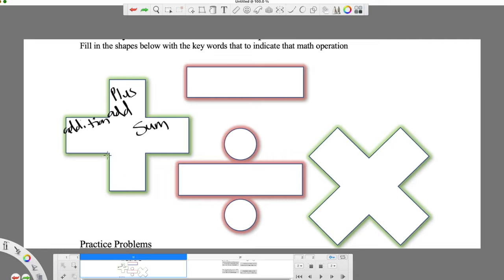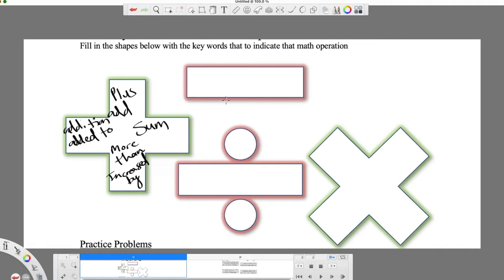We also have added to. That's very similar to these other guys that are kind of more common. We can have more than. That can also mean addition. Okay. Or increased by. So all of these things, if I hear these words, they're signifying that I need to add something together.